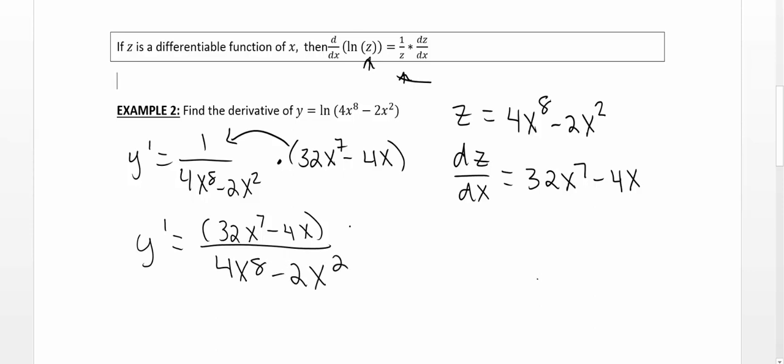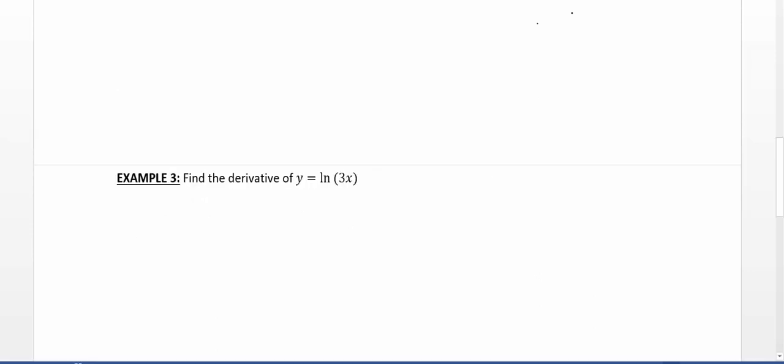Example 3. Find the derivative of y equals the natural log of 3x. Now this may look simpler than the other ones we've been looking at, but this is one that often is computed incorrectly because of the 3. The typical wrong answer here is 1 over 3x. So if we had the natural log of x, the derivative would be 1 over x. But as soon as there's a constant in there, we have to use the chain rule. So we need to be a little bit careful here.